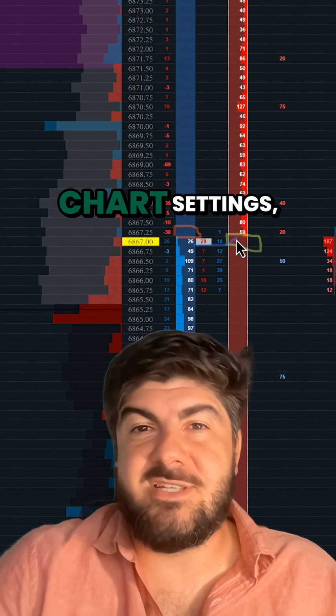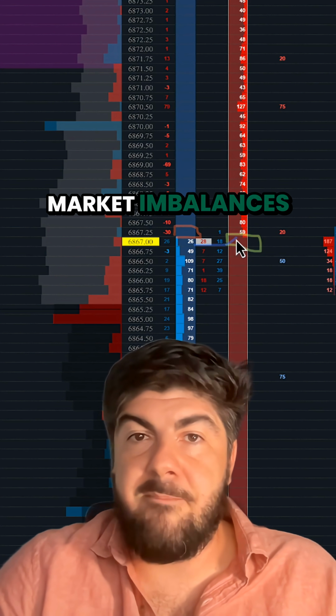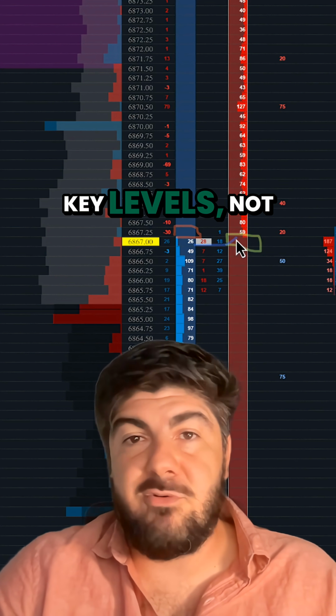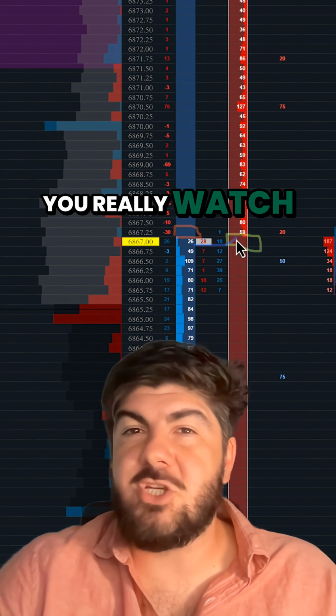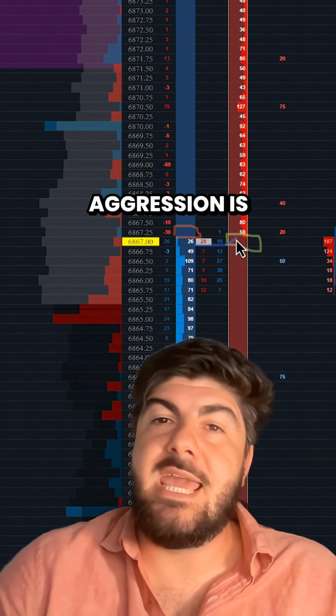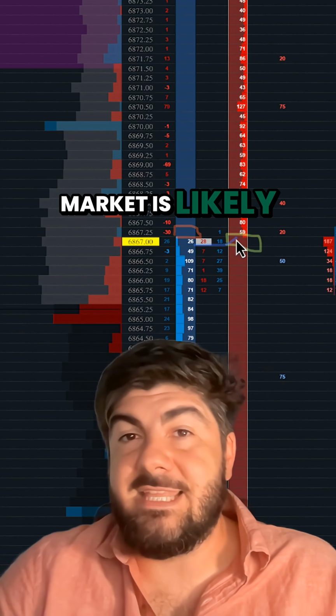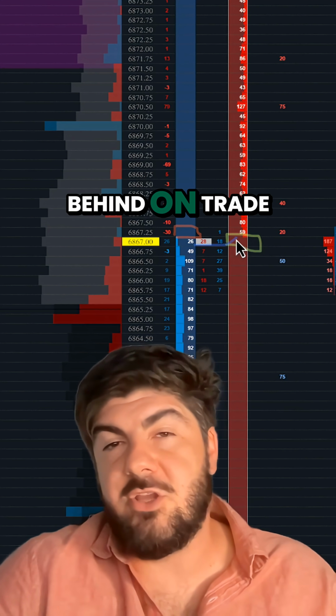In my footprint chart settings, I've identified ratios that show us really strong market imbalances that end up being key levels, not just for one trade, but for the whole day. And this is how you really watch order flow and the right information to identify where aggression is strong, where the market is likely to go, and where are the opportunities to protect yourself behind on-trade positions.